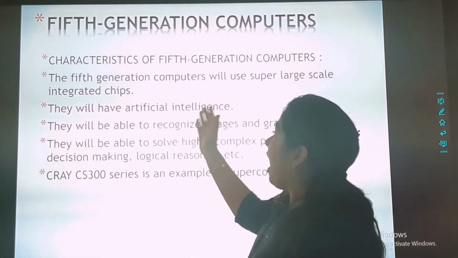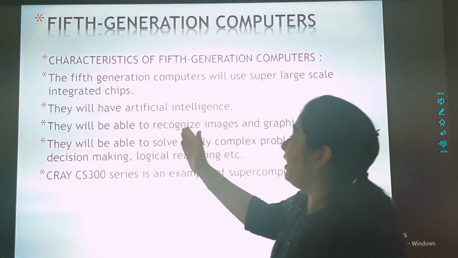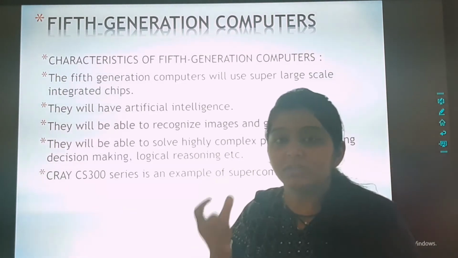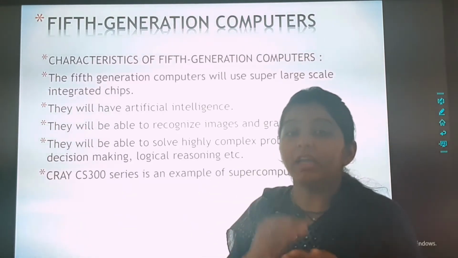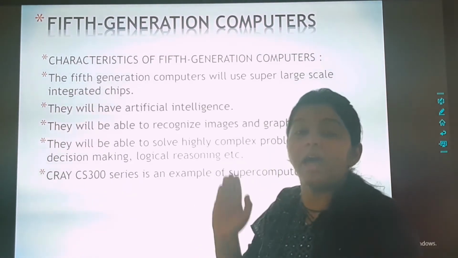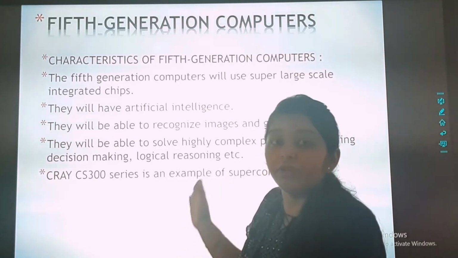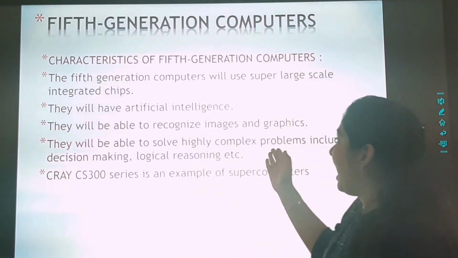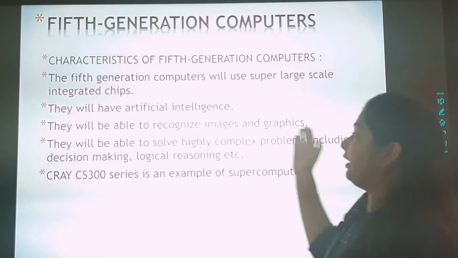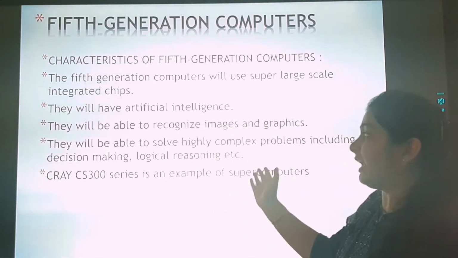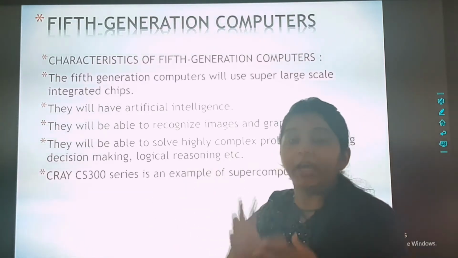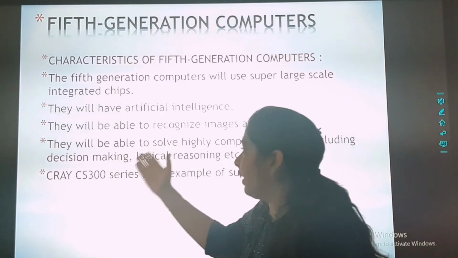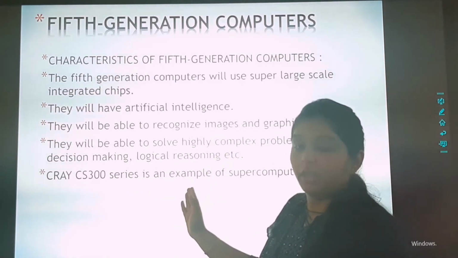They will have artificial intelligence, they will be able to recognize images and graphics. उनके पास एक ऐसा intelligence है, they can easily recognize the images and the graphics with the use of the 5th generations computers. They will be able to solve highly complex problems including decision making, logical reasoning, etc. वो क्या कर सकते हैं? वो इतने highly complex problem भी solve कर सकते हैं including decision making and logical reasoning. Okay students?